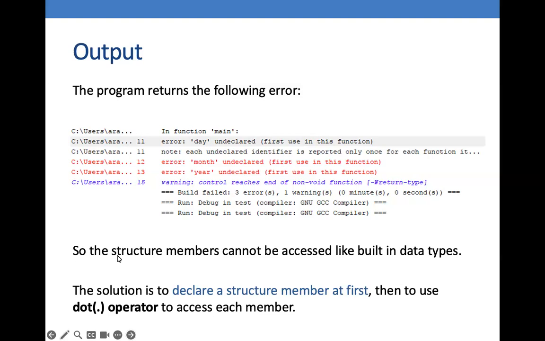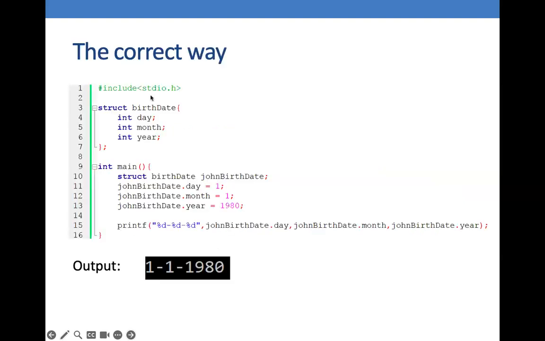So what it means is that the structure members cannot be accessed like the regular variables that we have, like built-in data types. So what we can do is to use a dot operator. Essentially, we are going to declare a structure member first, and then we are going to use the dot operator to access each member. So this would be the correct way of doing it.